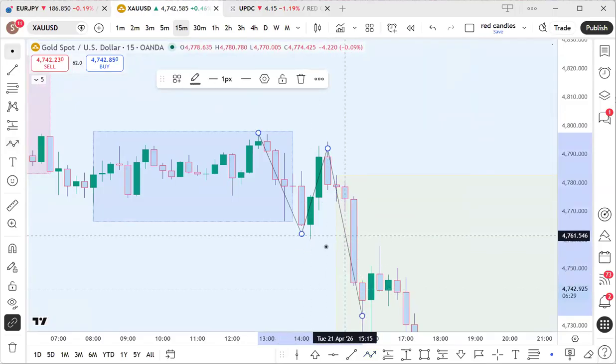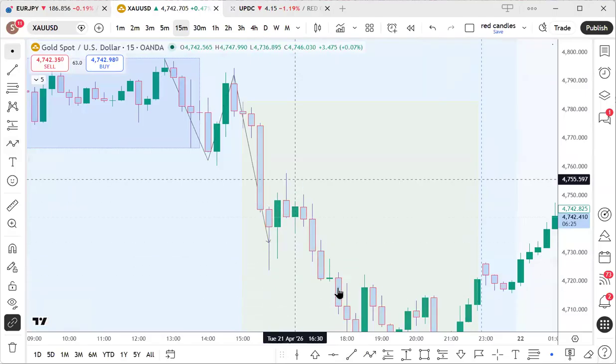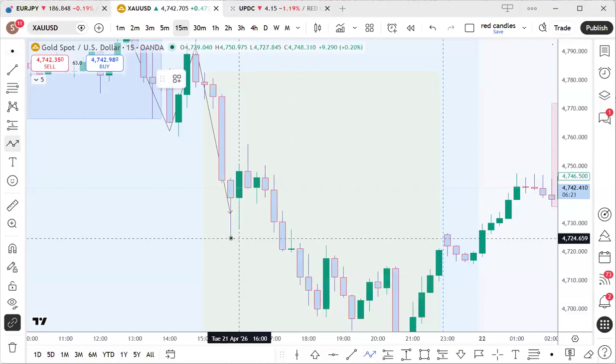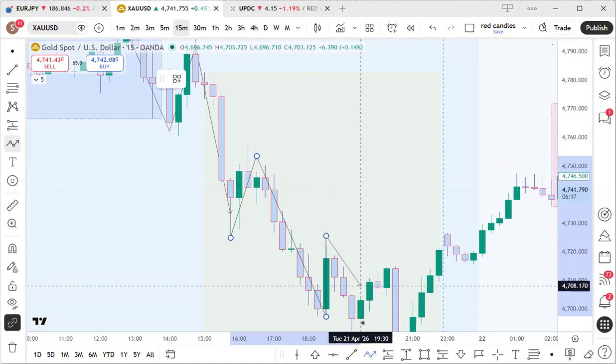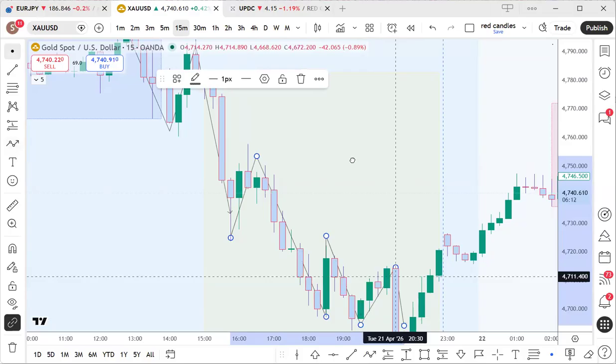It broke structure right there. Then what happens next? You get a pullback and then it goes further down. You get another pullback, it goes down. You get another pullback and then it goes further down.